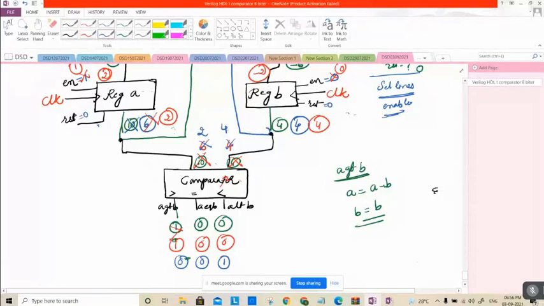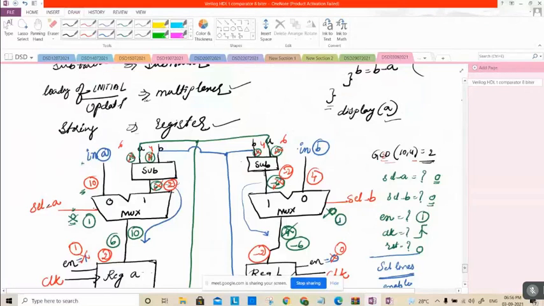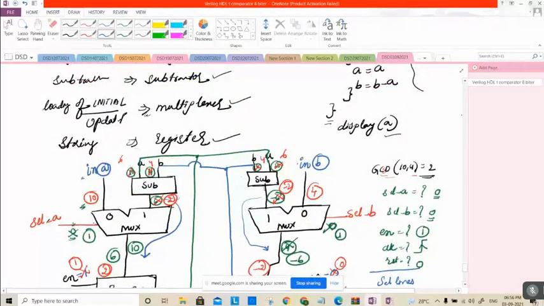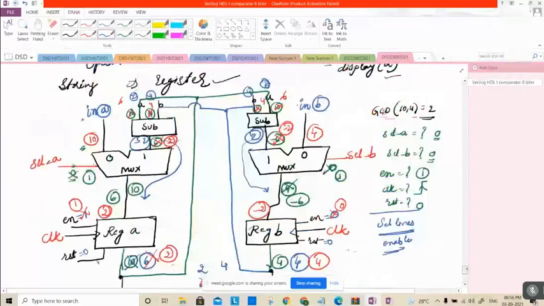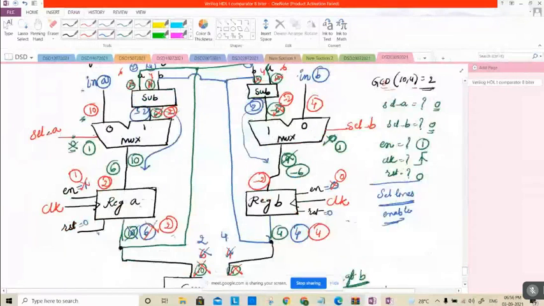1. A is less than B. The values 2 and 4 are passed here: this is equal to 2, this is equal to 4, this is equal to 4, this is equal to 2. So here I'll be getting minus 2 and here I'll be getting plus 2. The selection lines are made as ones only, and hence this value will be minus 2 here and this value will be plus 2 here. Now what should be the enable values? Enable zero first one.